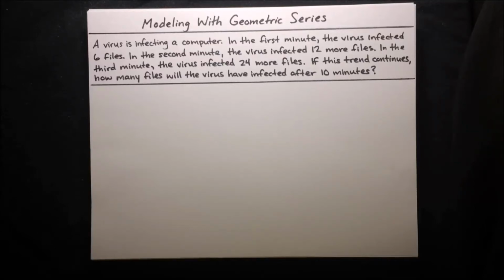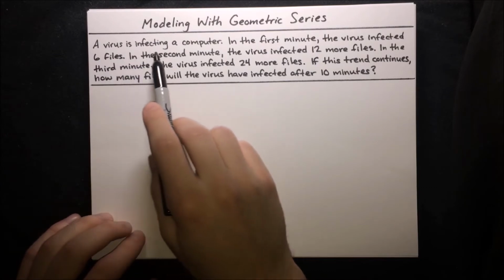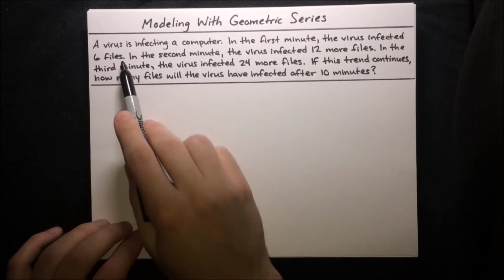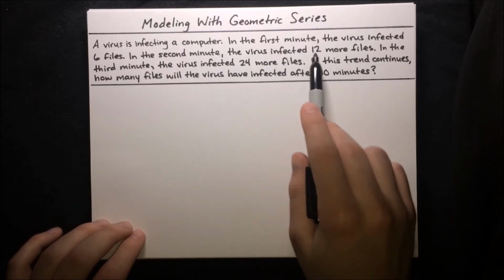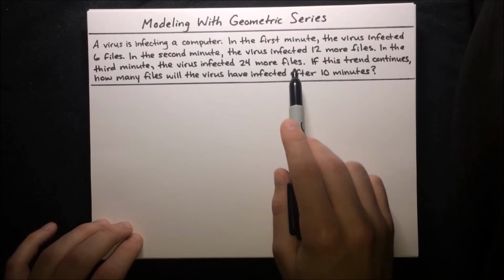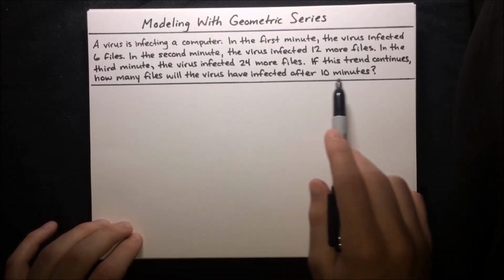Video, we're going to learn how to model with geometric series. Here's our first problem. A virus is infecting a computer. In the first minute, the virus infected 6 files. In the second minute, the virus infected 12 more files. In the third minute, the virus infected 24 more files. If this trend continues, how many files will the virus have infected after 10 minutes?